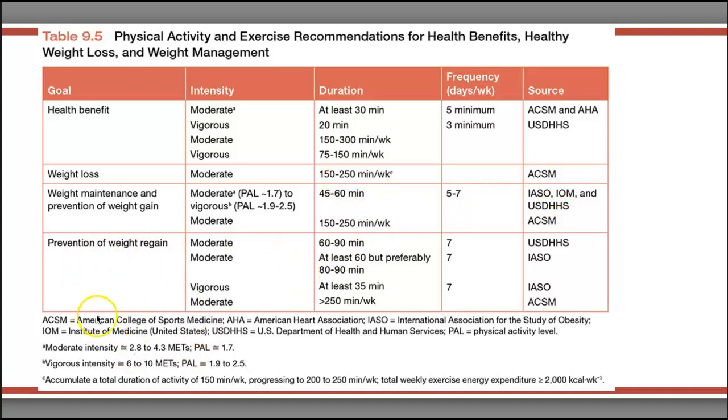And then to prevent weight regain, it's exercising 60 to 90 minutes, 7 days a week at a moderate pace. So that's not like going nuts. That would be like a 60-minute walk, would probably be at least that. Vigorous for 35 minutes a week. So a pretty good run will keep you from regaining weight.